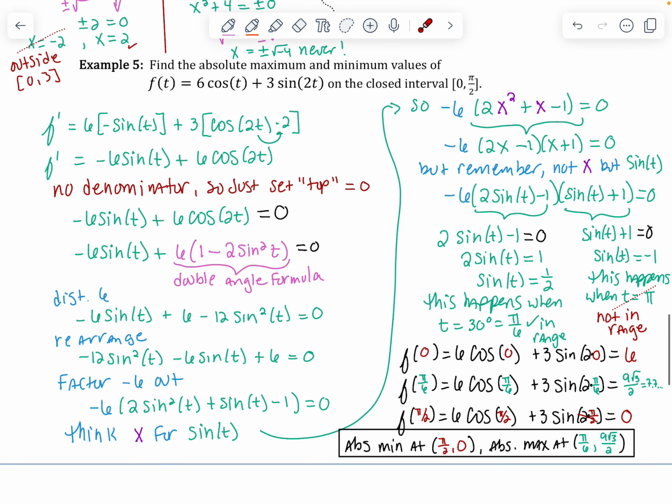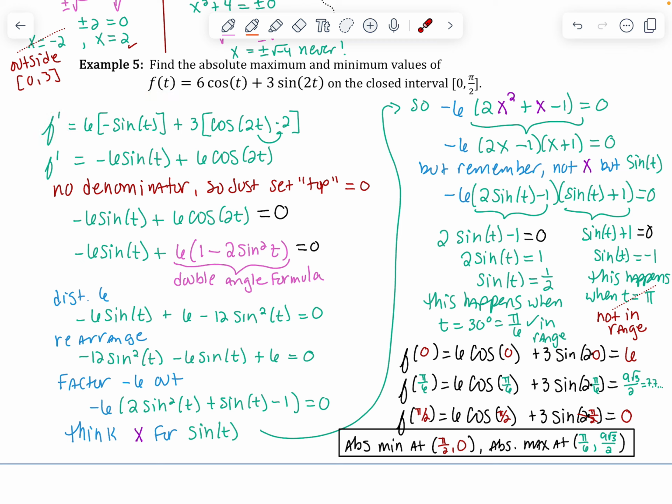Now the only other thing to watch out for on these is don't forget you have to work with trigonometric functions often. So when I'm asked to find an absolute max and min, and my function is 6 cosine of t plus 3 sine of t squared, I know that this is continuous because both functions are continuous, and I have a closed interval. So we begin by taking the derivative.